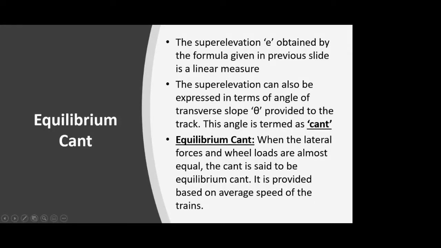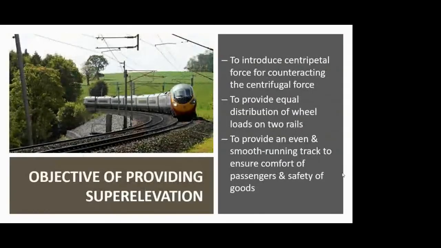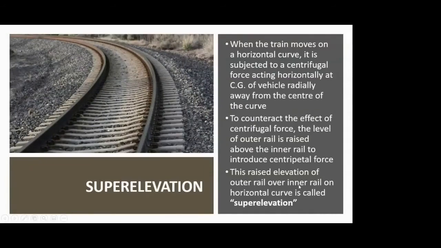Today we'll be continuing the superelevation part, but with some new terminologies. Before that, just again to quickly summarize what we had covered in the last lecture. So we started with the concept of superelevation, in which we saw it is nothing but raising of your outer rail over the inner rail so that your railway can traverse the horizontal curve smoothly without any discomfort to your passengers or without any derailment.